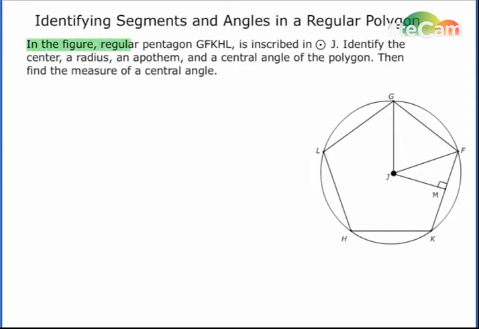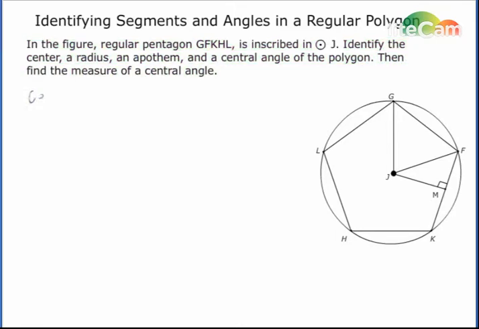In the figure, regular pentagon GFKHL is inscribed in circle J. Identify the center, a radius, an apothem, and a central angle of the polygon. Then find the measure of a central angle.